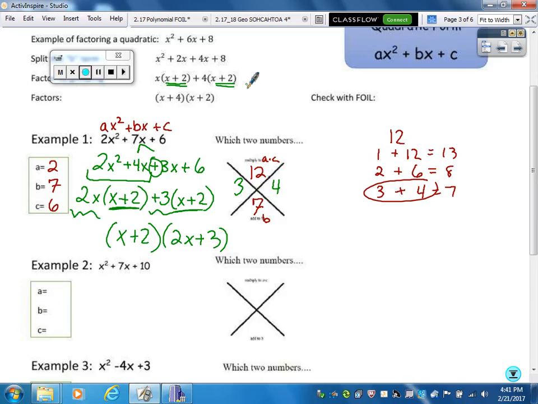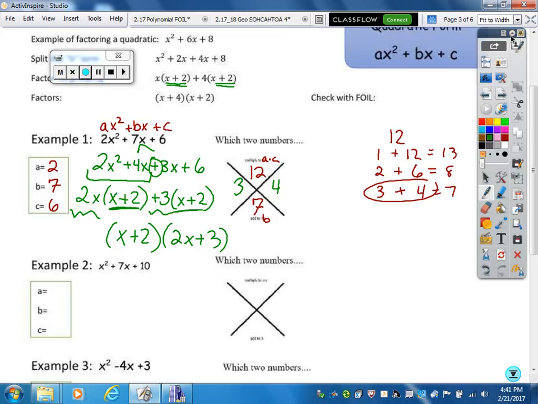Alright, so if you want to check that, all you have to do is FOIL it back together, double distribute, and see if you get out that original polynomial. We're going to save that for a later one. I want to get a little bit more into these. So do you think you know what to do yet?